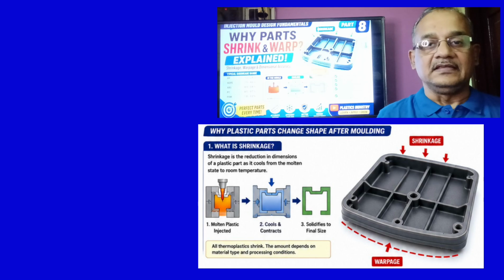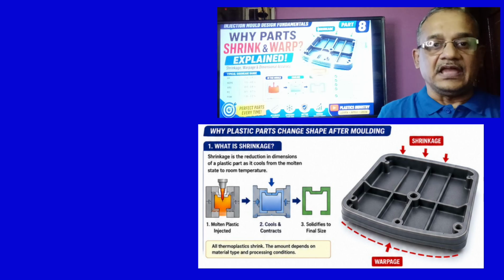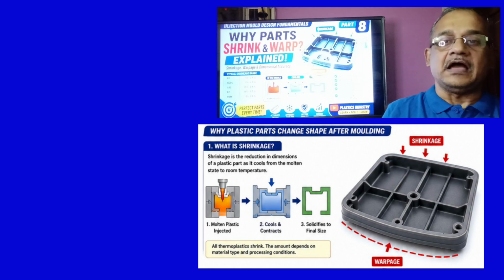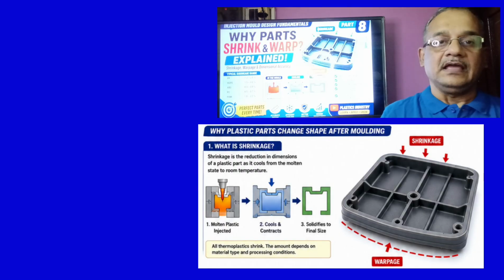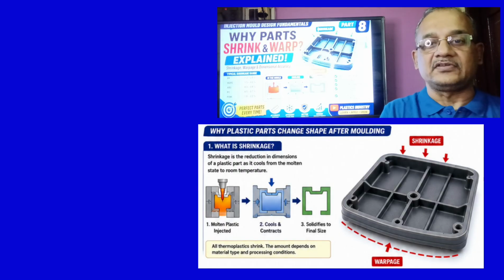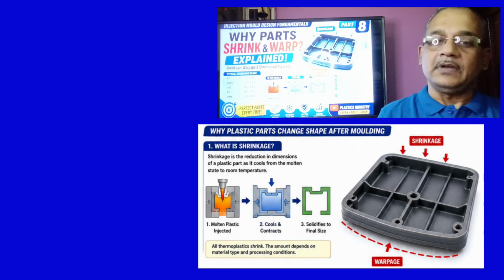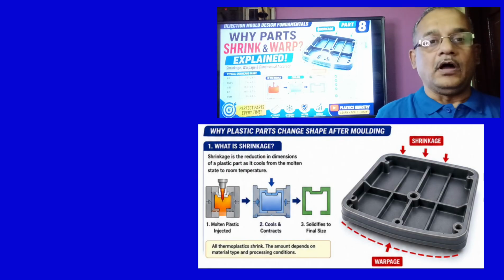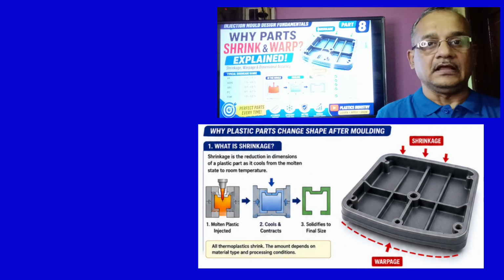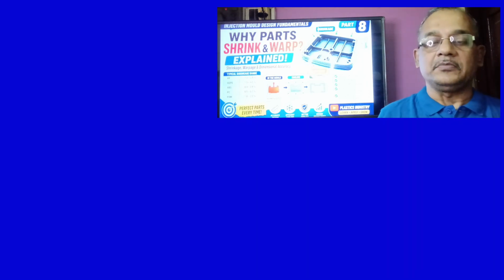So, what is shrinkage? Shrinkage is the reduction in the dimensions of a plastic part as it cools from the molten state to room temperature. During injection molding, plastic enters the cavity as a hot melt. It cools, molecules move closer together. The volume decreases. The part becomes smaller. Every thermoplastic shrinks. The amount depends on the material and the processing conditions.